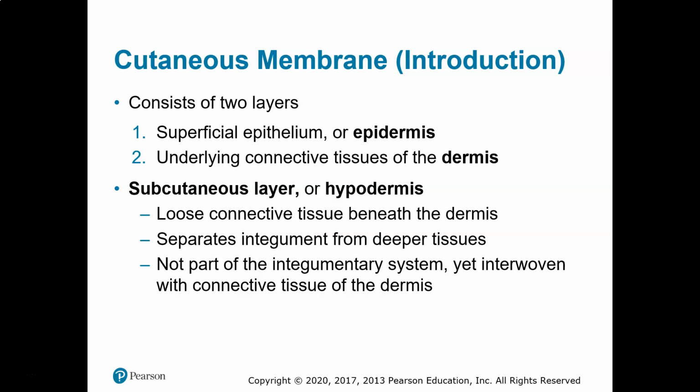The cutaneous membrane, or the skin, consists of two layers, and that is the most superficial layer, which is the top layer, the epidermis, and then the layer that underlies the epidermis is called the dermis. The epidermis is composed of epithelial tissue, and the dermis is composed of connective tissue. One layer is areolar connective tissue, and the layer below that is dense, irregular connective tissue.